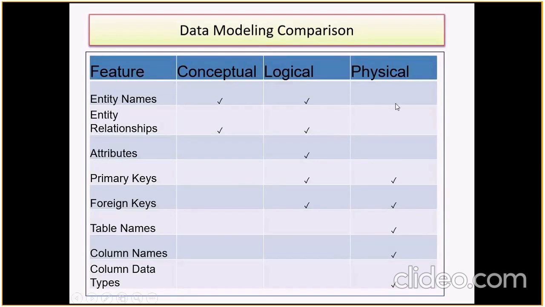We have entities in the conceptual and logical data model, but we don't have that in the physical model. We have relationships in the conceptual and logical data model, but we don't have that in the physical model. What we have is foreign keys, primary keys, then attributes. We don't have attributes in the conceptual data model; we have them in the logical data model. We have primary keys in the logical data model as well as in the physical data model. We have foreign keys in the logical and physical both. Table names, column names, column data types we have only in the physical data model, not in the conceptual and logical data model.